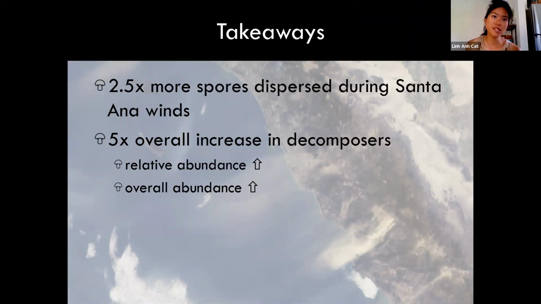So again, this is summarized here in the takeaways. 2.5 times more spores coming from the desert to the coast during Santa Anas. Decomposers are increasing 5 times, so both their relative and overall abundance are going up. Pathogens, exactly the same.